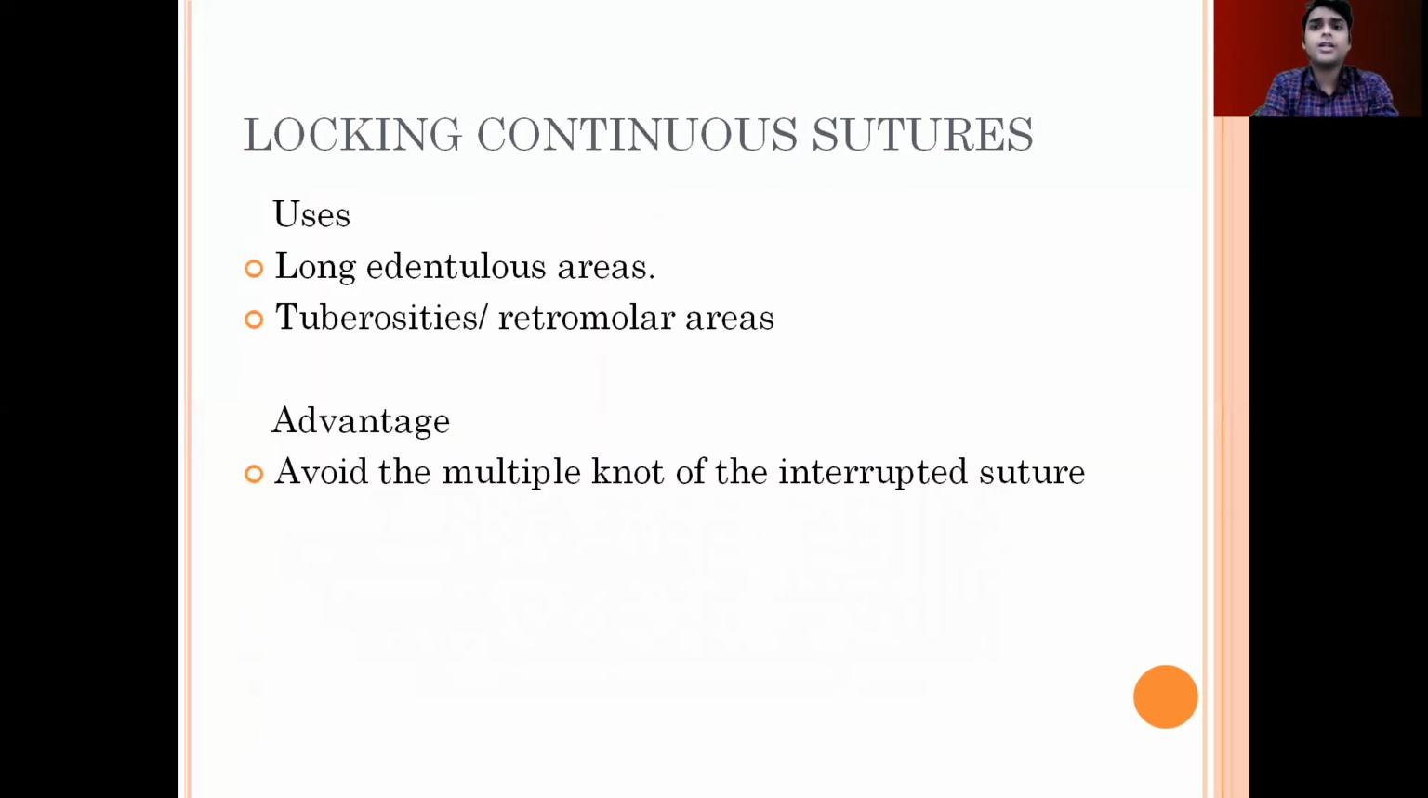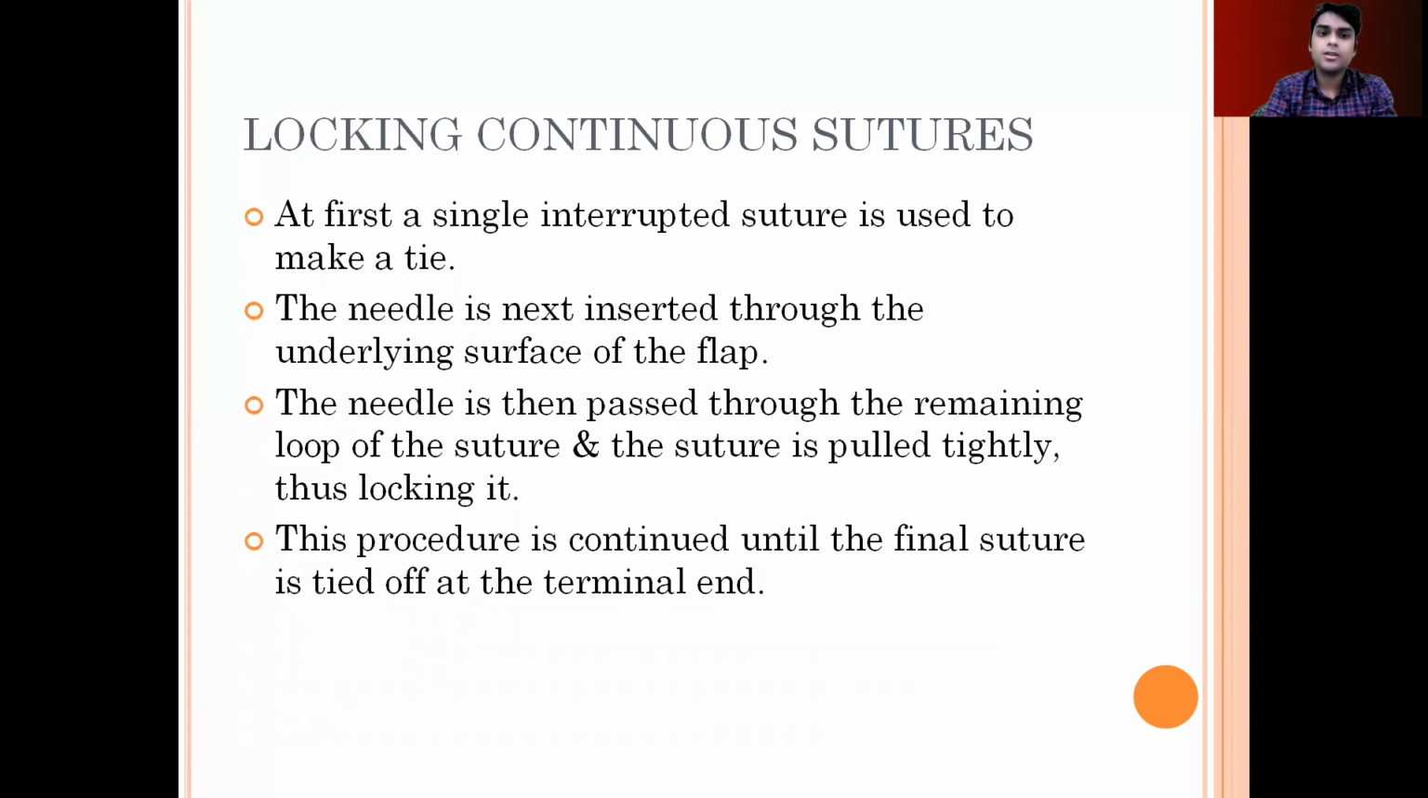Now the locking continuous sutures. Its uses include long edentulous areas, tuberosities, and retromolar areas. The advantage is that it avoids the multiple knots of the interrupted suture. The technique: at first, a single interrupted suture is used to make a tie.